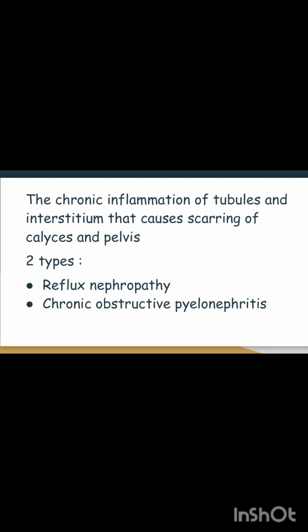The chronic inflammation of tubules and interstitium that causes scarring of calyces and pelvis of the kidney is known as chronic pyelonephritis. There are mainly two types: reflux nephropathy and chronic obstructive pyelonephritis. Reflux nephropathy is very common in children due to infection superimposed on vesicoureteric reflux, and chronic obstructive pyelonephritis is precipitated by obstruction causing repeated bouts of inflammation.